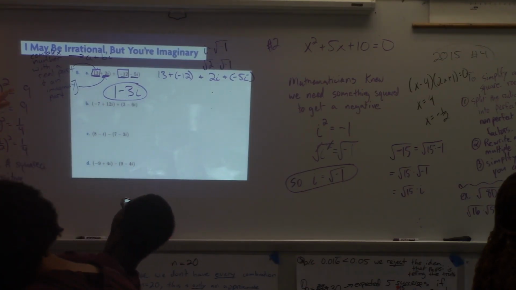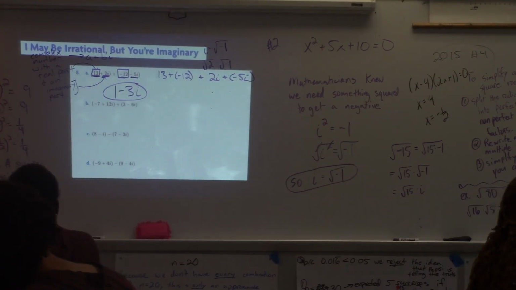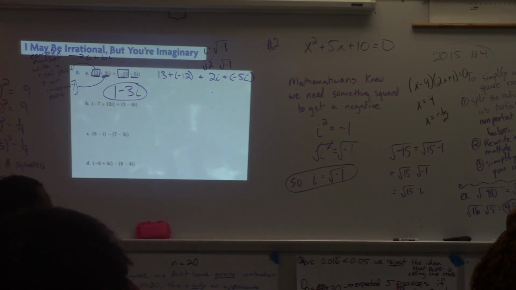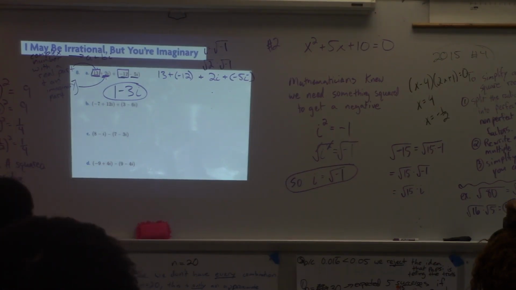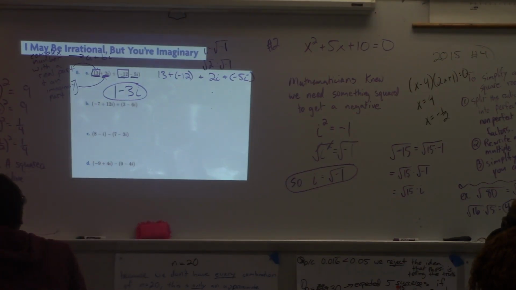13 plus negative 12 is 1. 2i minus 5i is negative 3i. So 1 minus 3i would be the answer. That's one number, but yes, 1 minus 3i.